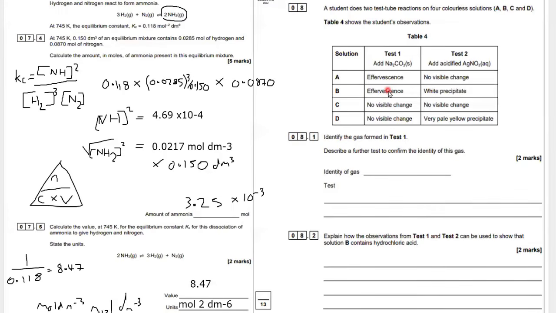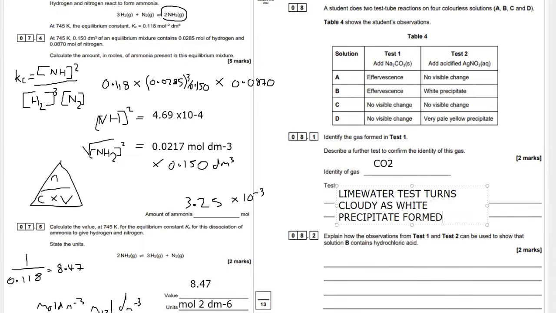Well, we can see the gas was formed by 2 of the solutions, and that gas is going to be carbon dioxide. How do I know that? Well, we're adding a carbonate, and how would we identify that? We'd do the lime water test, which turns cloudy as a white precipitate forms. So at A level, rather than just saying it goes cloudy, you have to explain it's a white precipitate. Okay, second question, 8.2.